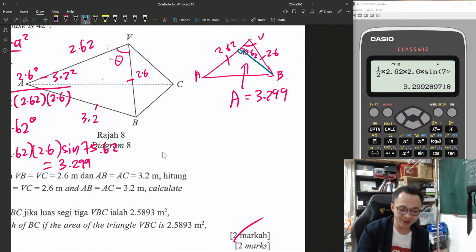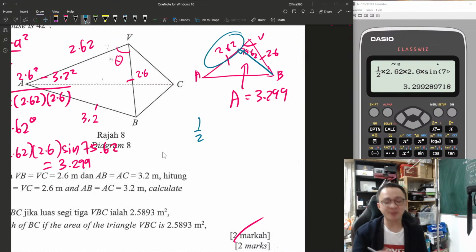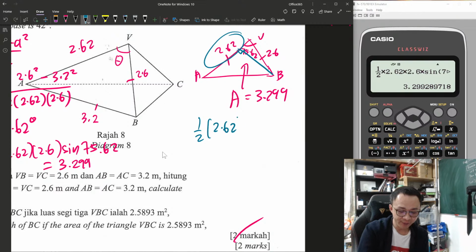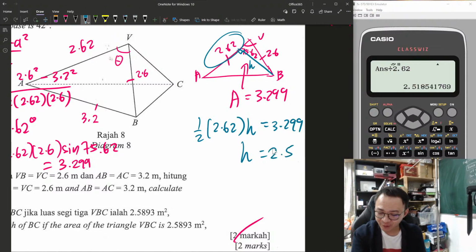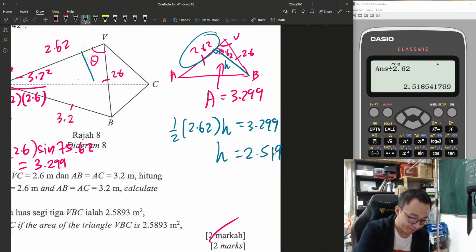So what I want to do is, I know the area of a triangle is half times base times height, right? My base right now, I choose this one as the base because I want to go from that line to B. So my base is 2.62. My height, I just call this one H, and half base times height equals 3.299. Then I can find my H by solving this: 3.299 times 2, and then divided by 2.62. So the height is about 2.519. Because this height and this height at the back are the same height, okay?